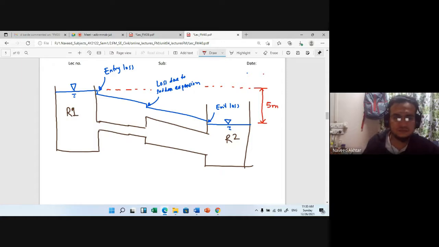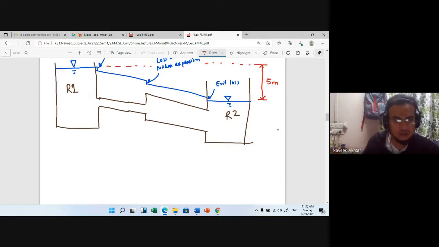Okay, and also the length of pipe 1 and 2 is given in the example. Length of pipe 1 is 300 meter, length of pipe 2 is 200 meter. I think so, I'm right. And it is given A, B, C.